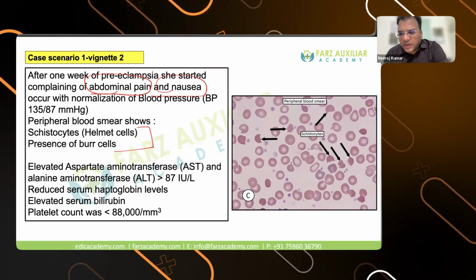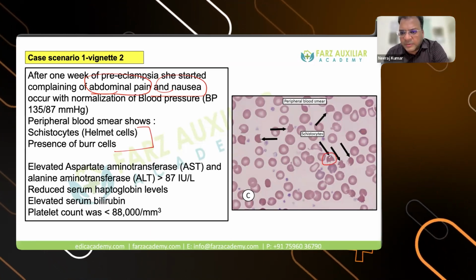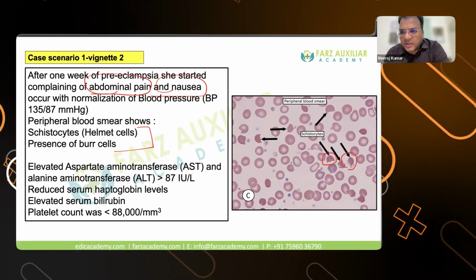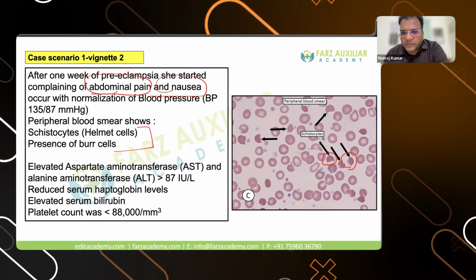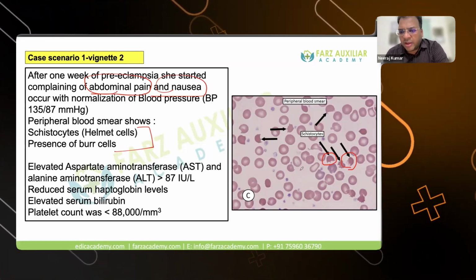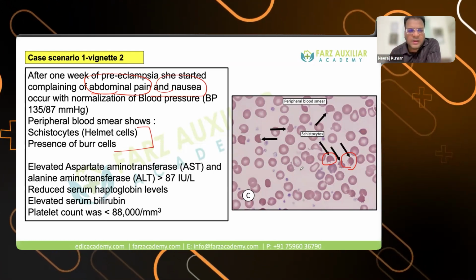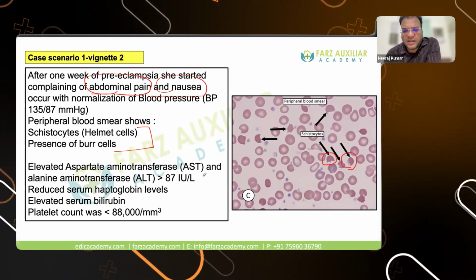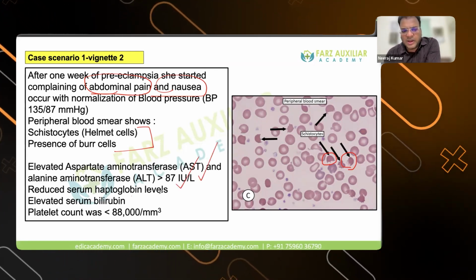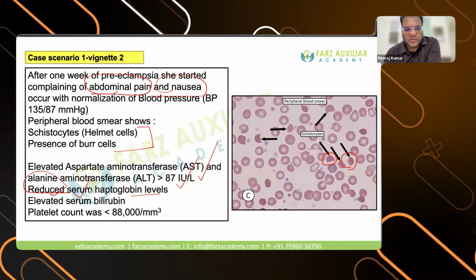So you can very well appreciate how helmet cells look. This is your helmet cell. This is again helmet cells, and few of them are schistocytes. So these are basically schistocytes, which are also known as helmet cells. On peripheral blood smear these two were seen, and the patient was having increased AST and increased ALT. The haptoglobin level was reduced in this patient. So again, it's a hint that serum haptoglobin is going down.